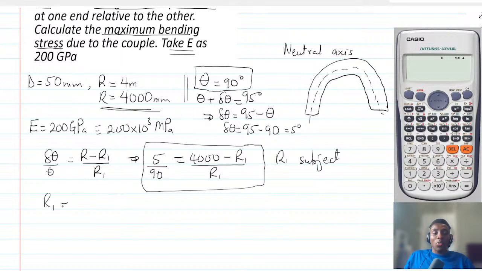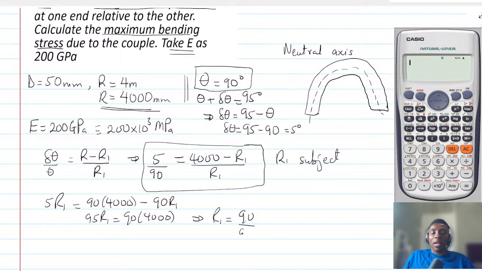As a matter of fact, if you do everything correct and then go through the calculation, you will end up getting 3789 point something. Okay, let's do it together quickly. So you have 5R1 should be equal to 90 multiplied by 4,000 minus 90 multiplied by R1. If you add the R1 together, you get 95 R1 should be equal to 90 times 4,000. Dividing both sides, R1 will be 90 divided by 95 multiplied by 4,000.